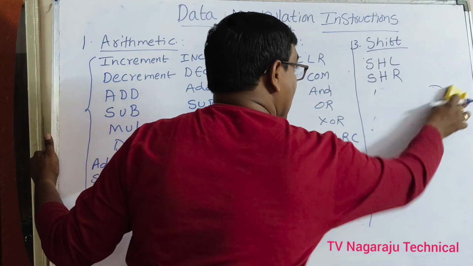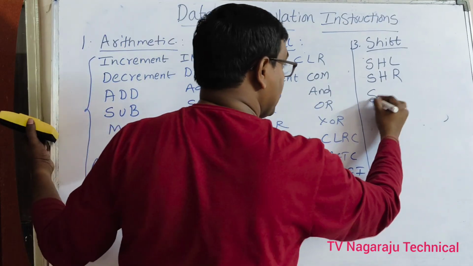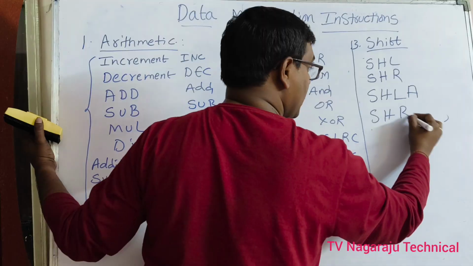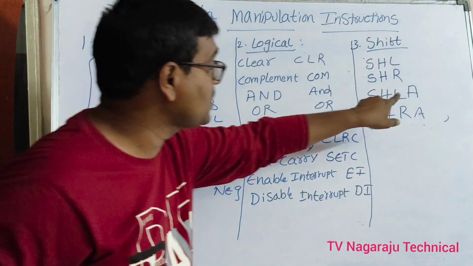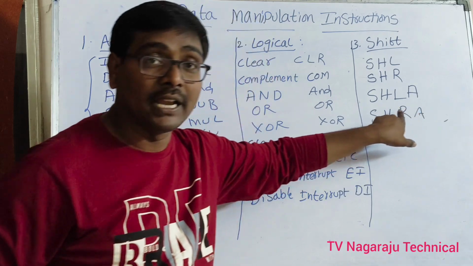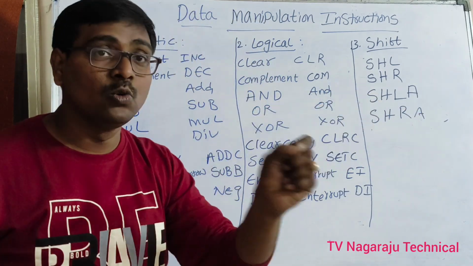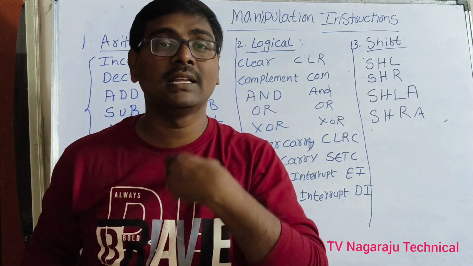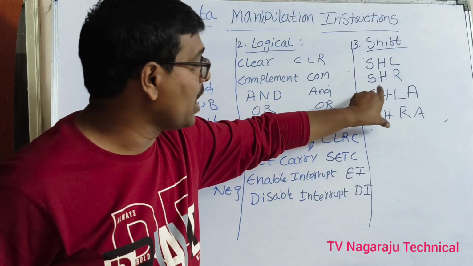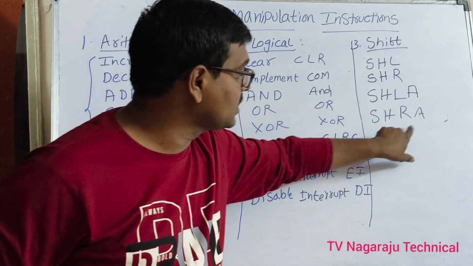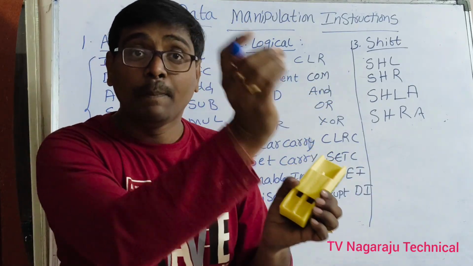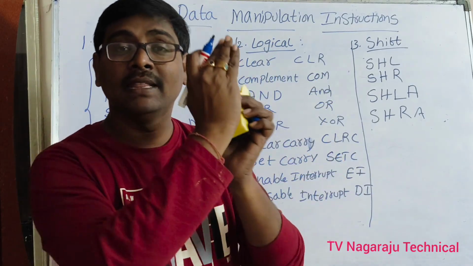After that, arithmetic shift left, SHLA, SHRA. The A specifies arithmetic shift left operation and arithmetic shift right operation. Generally, these two are used for 2's complement. That is, if the numbers are represented in signed 2's complement, we are using these. We already know the examples of shift right. In shift right, we preserve the sign bit and then shift the bits.